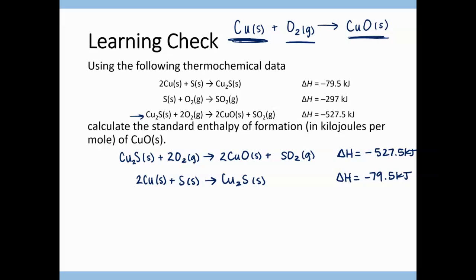So you should always write this off to the side, because you need to sum them together. So far with these 2 reactions, we can cancel out copper sulfide. So that's all set. But we still have solid sulfur that needs to be canceled out and sulfur dioxide that needs to be canceled out.